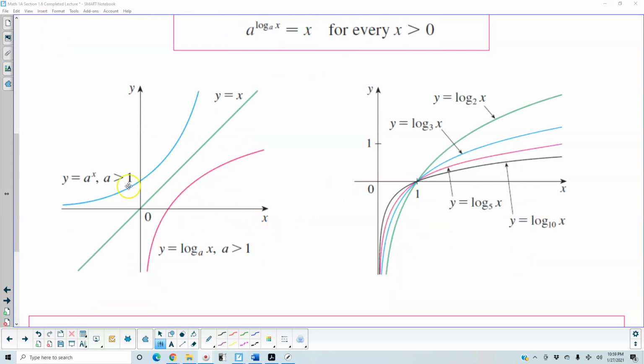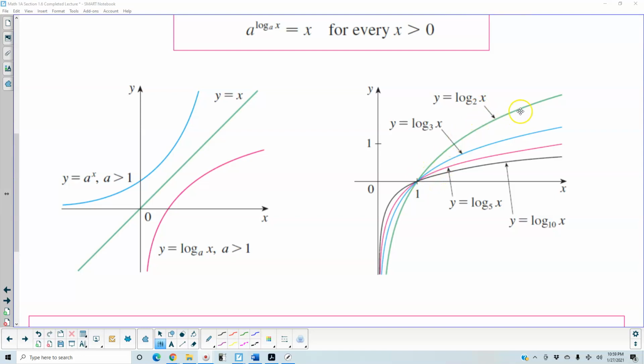So y equals a to the x has an inverse, and that inverse is y equals log base a of x. This graph is when the base is greater than 1. You can see that these two functions are inverses of each other, with y equals x being the line of symmetry.